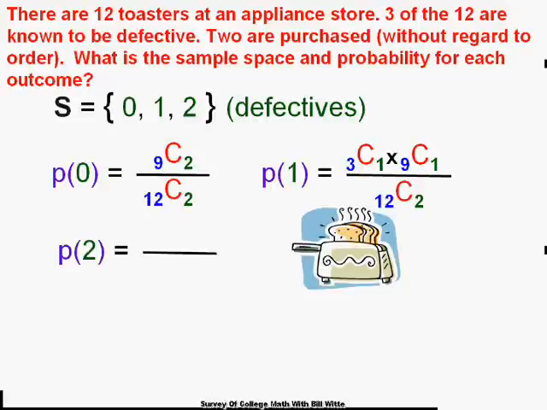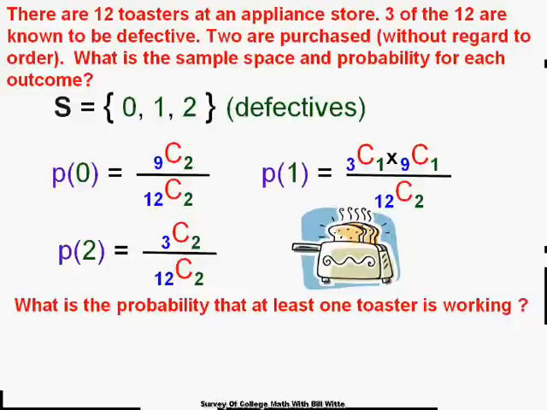And finally, our last possibility, the probability of being so unlucky and getting 2 broken toasters. It's going to have the same sample space in the denominator. We're going to pull those 2, and they all have to be broken. We only have 3 broken ones, so it's going to be a combination of 3 taken 2 at a time. Get the idea?